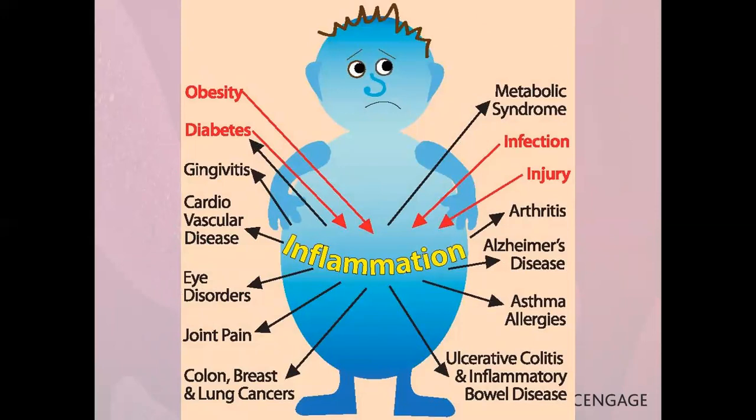So here is a picture, just a graphic for you guys on the causes of inflammation: obesity, diabetes, asthma, allergies. A lot of people don't think of asthma as an inflammatory disease because they don't know a lot about it, but it for sure is an inflammatory process. It's an inflammation of the lungs, and those lungs become filled with mucus, and it's hard for people to breathe. Infection and injury can cause inflammation. Cancers can cause inflammation, eye disorders, cardiovascular disease, gingivitis.